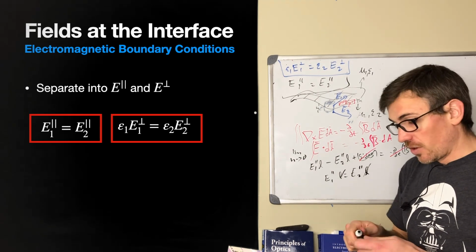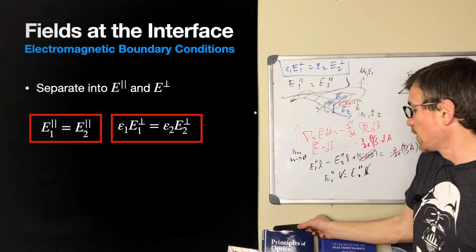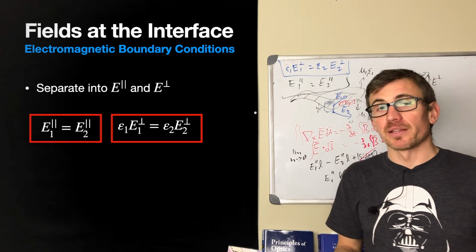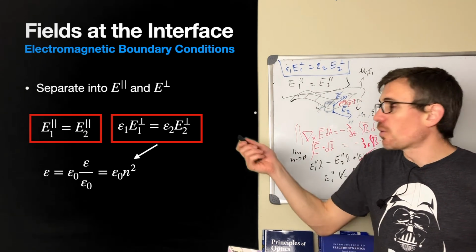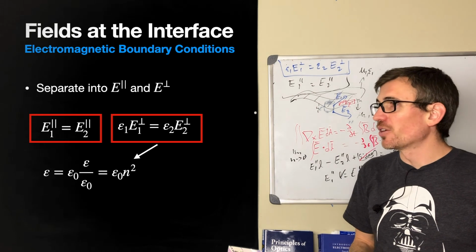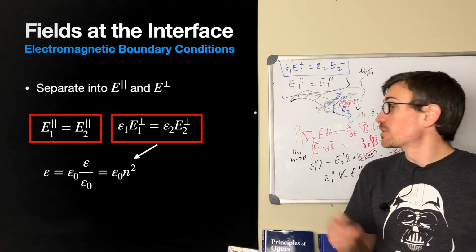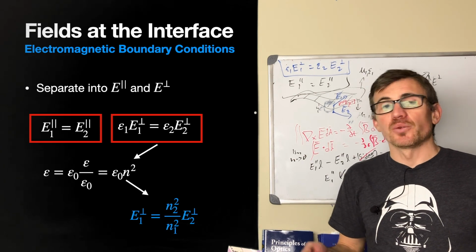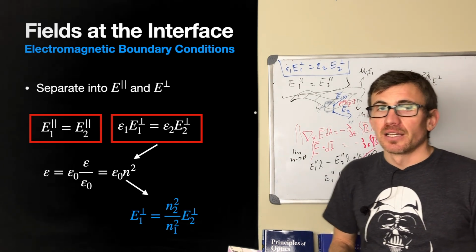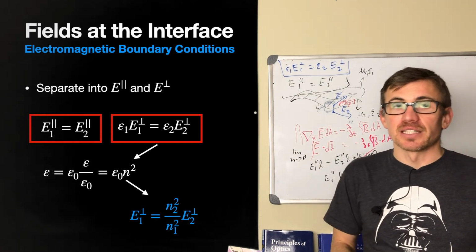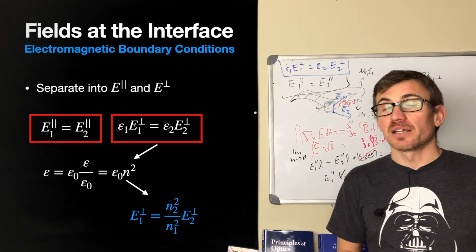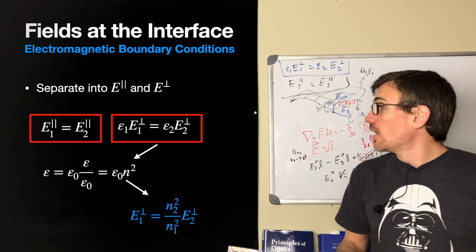Okay, so we can turn this into more of an optics-y thing by incorporating the index of refraction. Just using what we had before between epsilon and epsilon naught, we can write epsilon in terms of epsilon naught and the index of refraction squared. Inserting that, this relation just tells us that E1 perpendicular is the ratio of the indices of refraction squared times E2 perp.